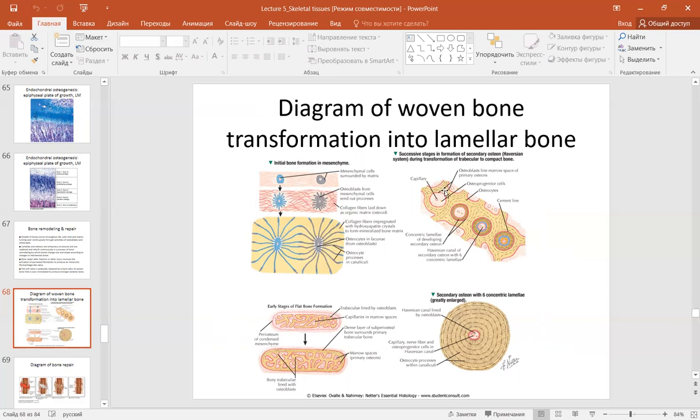This is the subsequent stages of the formation of lamellae around the blood vessels and increasing in amount of the lamellae and decreasing the diameter of the central Haversian canal, leading to the formation of at least 6 concentric lamellae in large thickness, characteristic for the formation of the osteons from the woven bone.